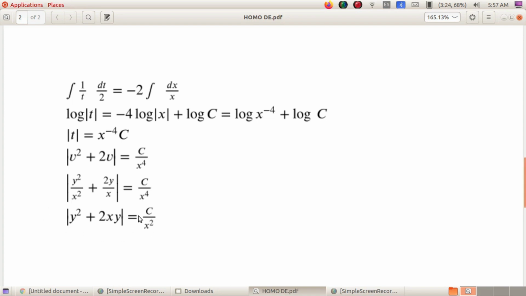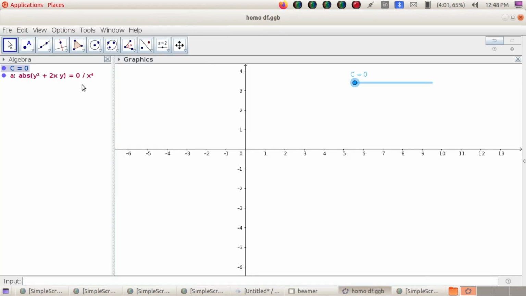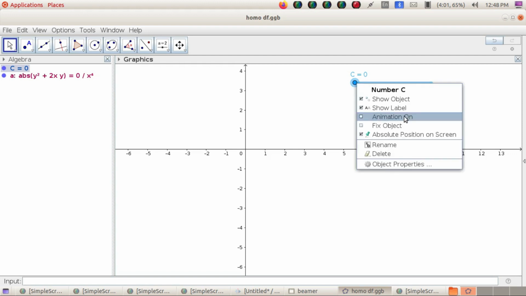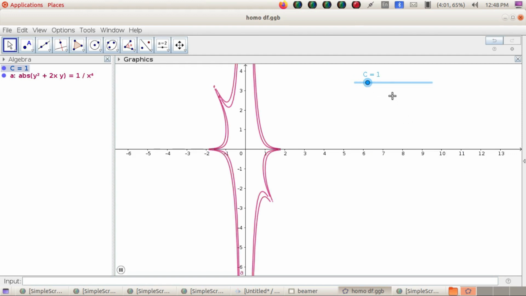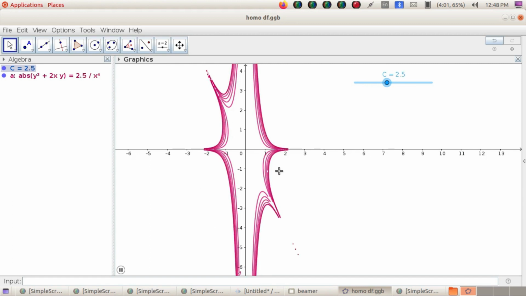This is the solution of the given homogeneous differential equation: y square plus 2xy equal to c divided by x raised to 4. Here c is equal to 4. When we give animation to this slider c, we get different members of this family.